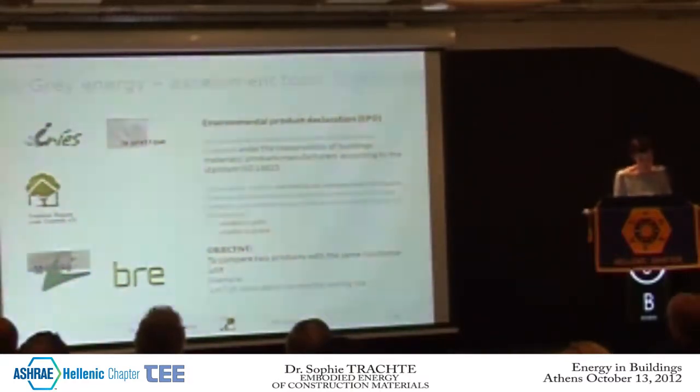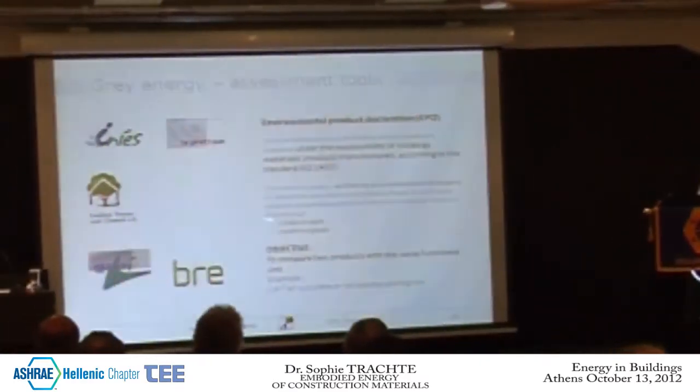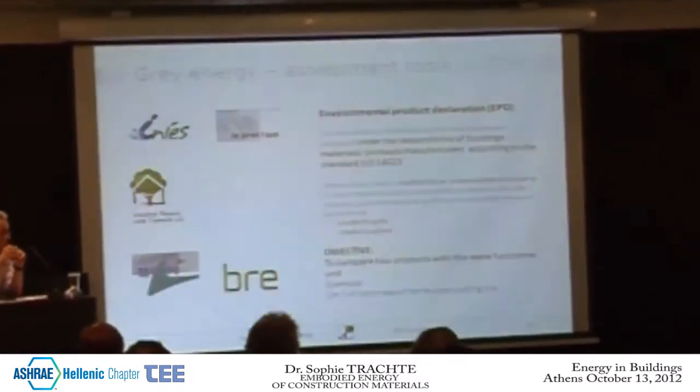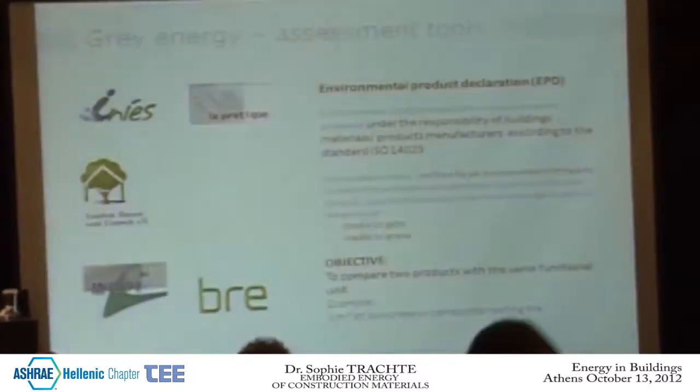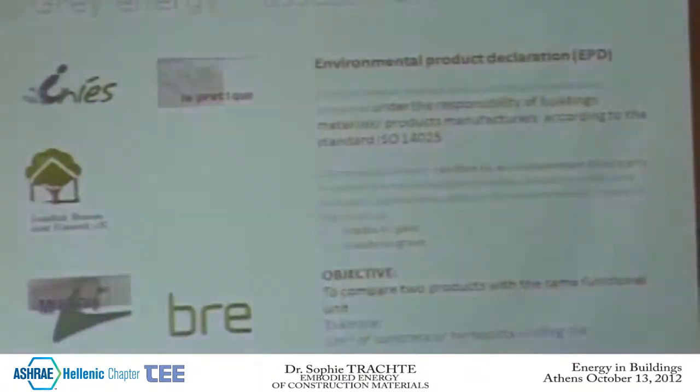So, what is important for designers, for architects, is how to manage with those information, how to use it in a design project. So I just want to give you some overview about tools to help you in the design project. First one, the environmental product declaration. It's a declaration made by the manufacturer, and the objective of this declaration is to compare 2 products with the same functional unit. So you could compare 2 different tiles, concrete tile and terracotta tile.